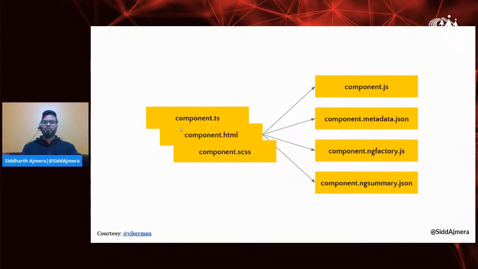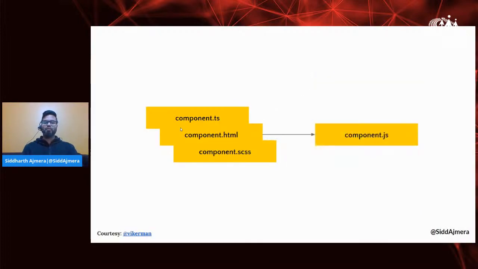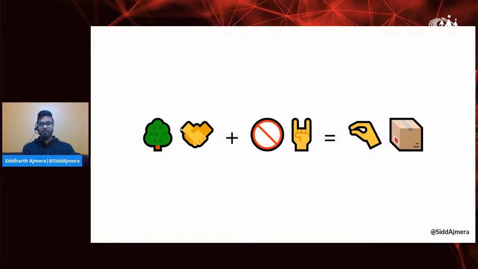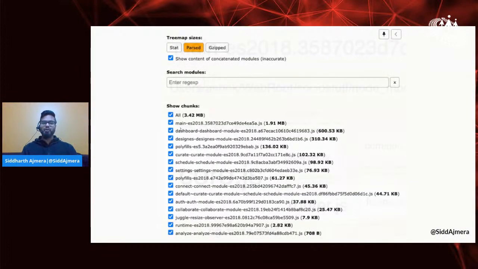This is great because now, since we don't have all these metadata files, and the framework code itself can be tree shaken away, it eventually results in smaller bundles, which is great, right? I'm not making this up. This is actually true, and here is an example of a source map explorer view that you are seeing here, which is a tree map size.